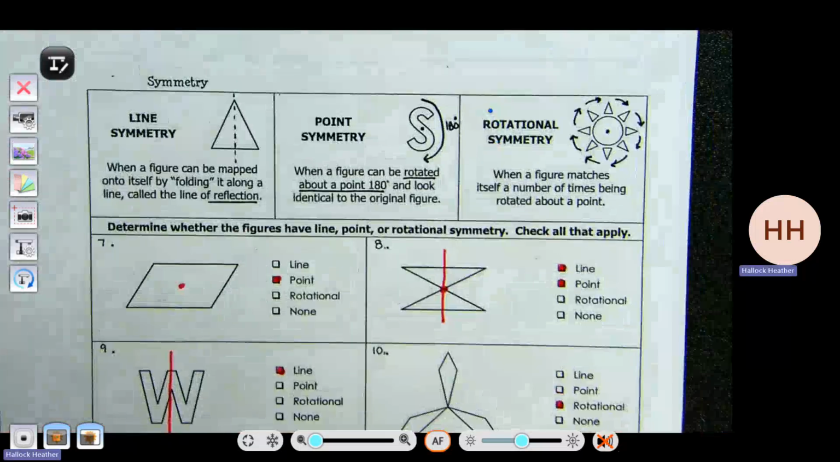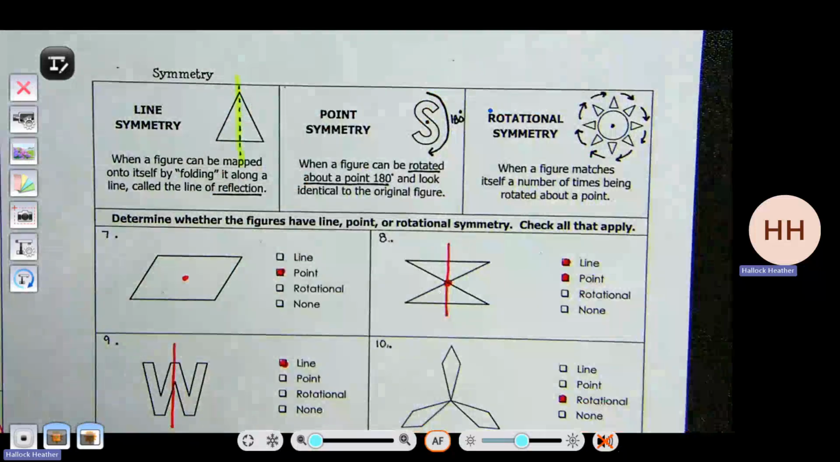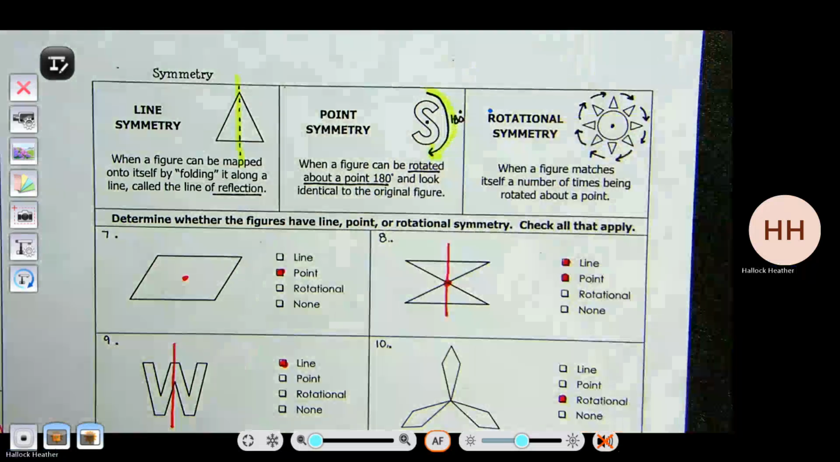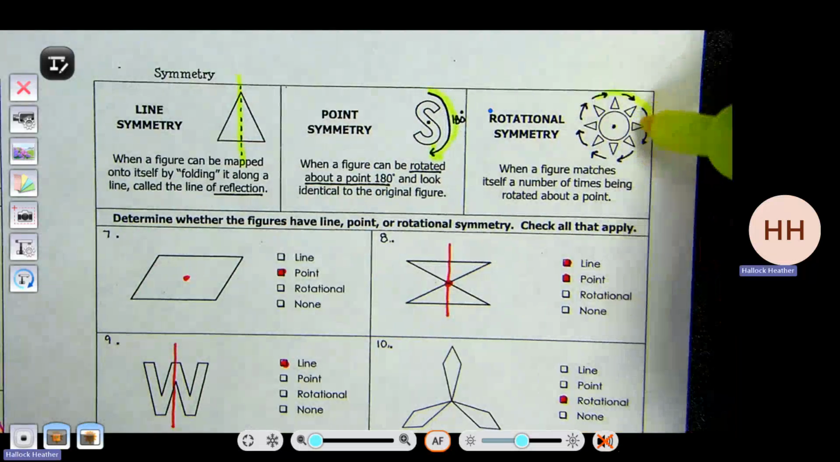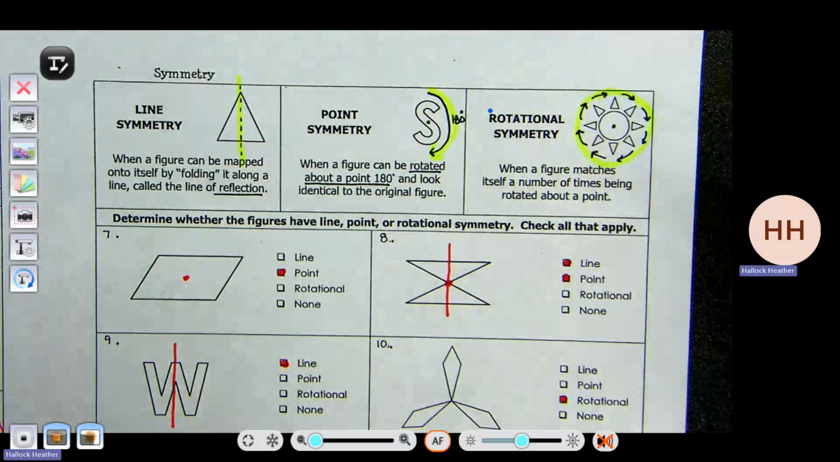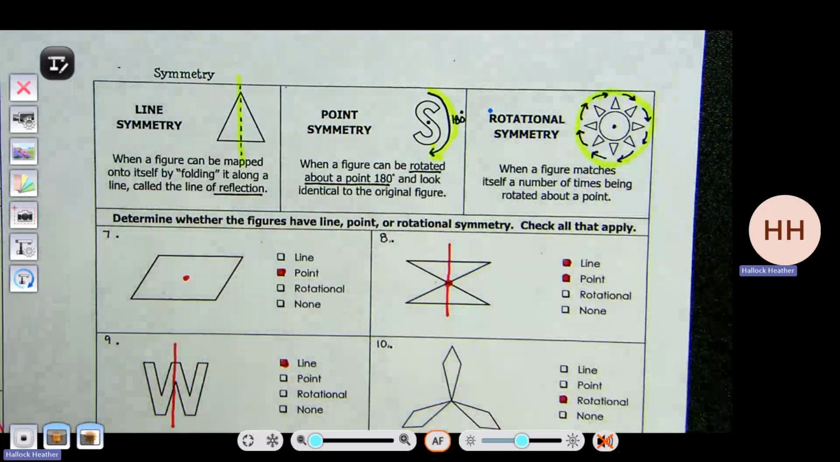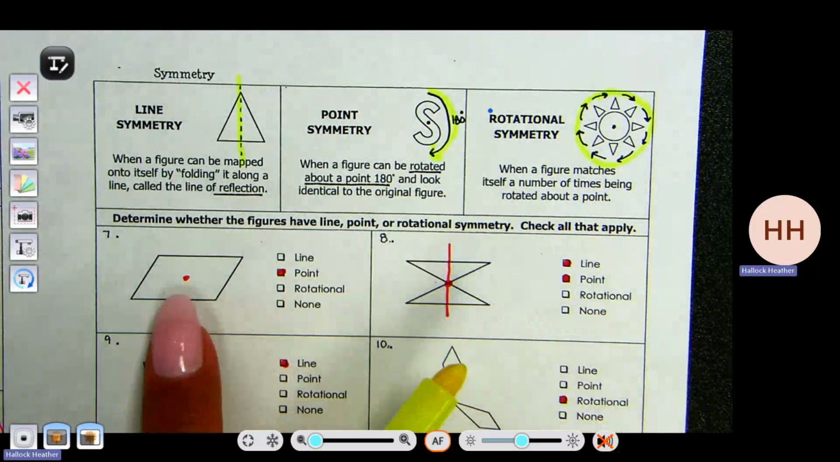Lines of symmetry. You have 3 types. You have a line, quite literally a line of symmetry. You have point symmetry, which is 180. And then you also have rotational, which spins around and hits multiple times. Some of these are more than one of them. Some are just one and some are none. So for number 7, if you spin this 180, it would end up in the same spot.